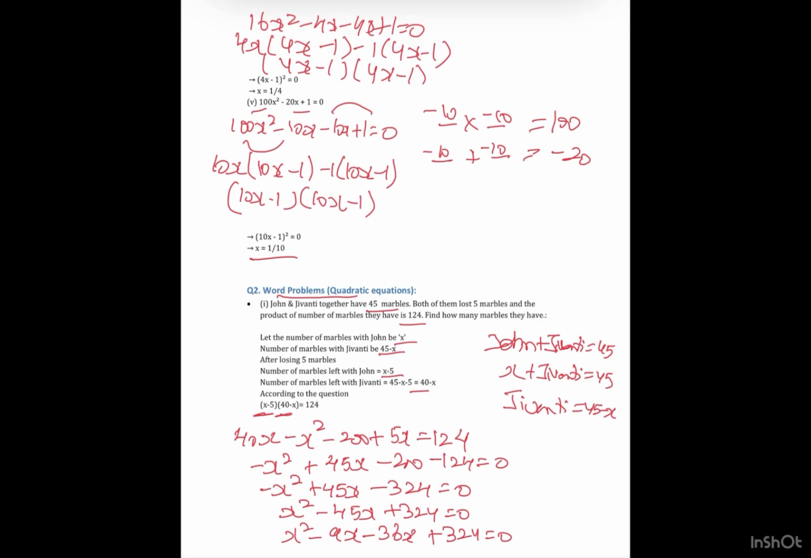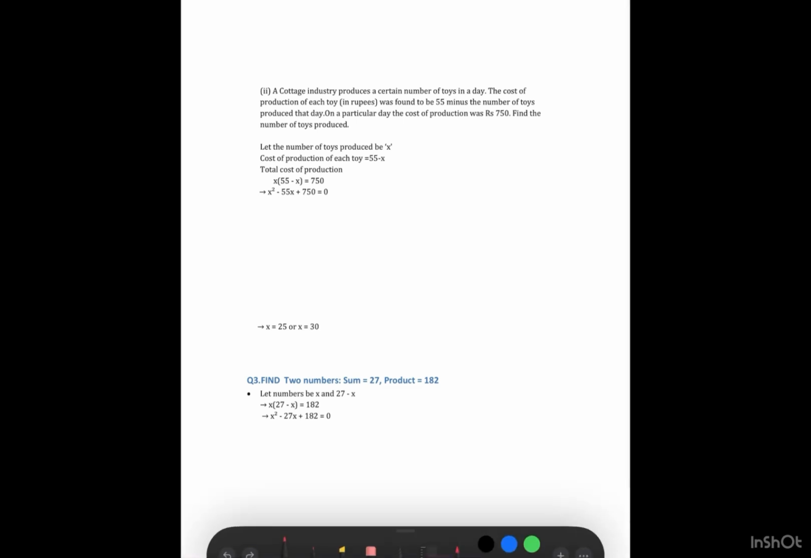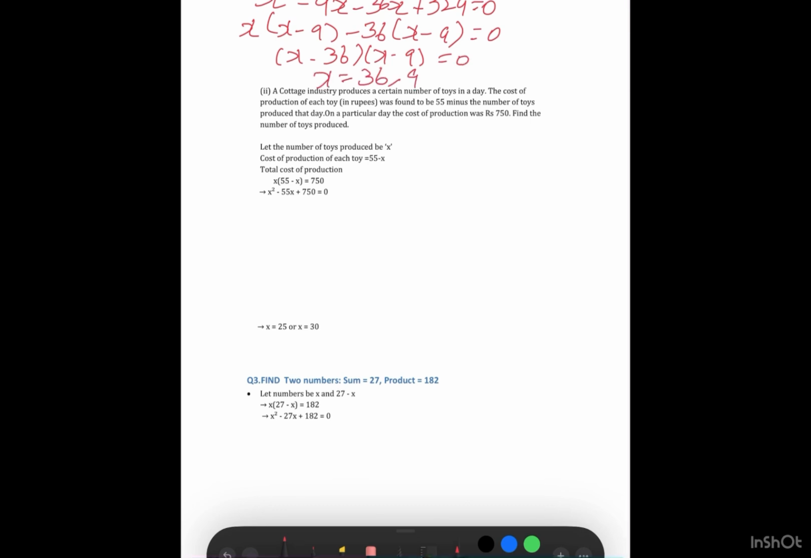From the first two terms when I take out common x, I am left with x into x minus 9, minus 36x plus 324 is equal to 0. So x minus 9 minus 36 into x minus 9 is equal to 0. x minus 36 or x minus 9 is equal to 0. x will either be 36 or x would be 9.